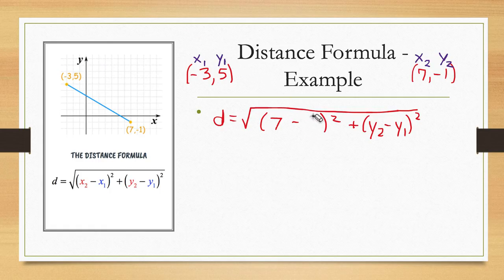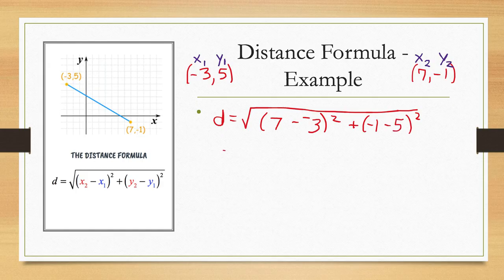In place of the x1, I'm going to put a -3 because x1 is -3. In place of the y2, I'm going to put a -1. And in place of the y1, I'm going to put a 5.